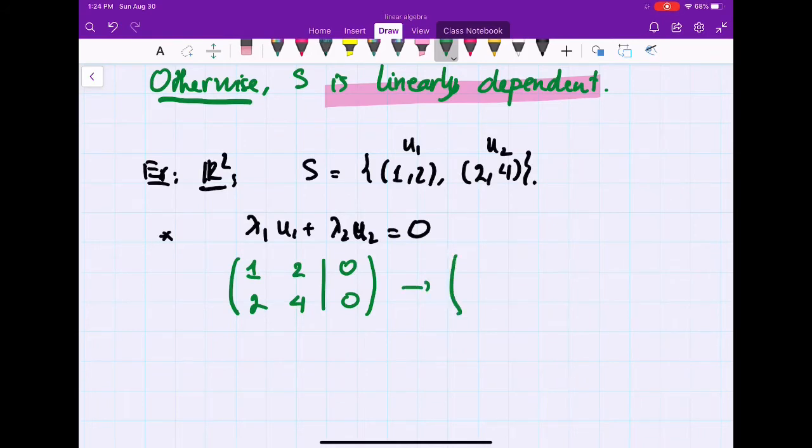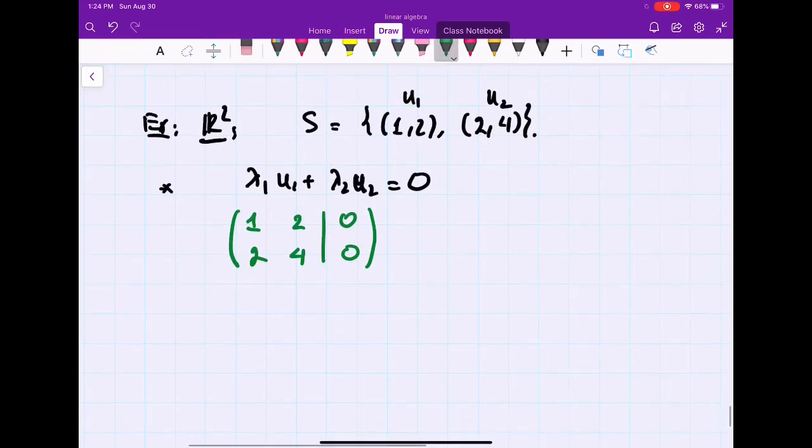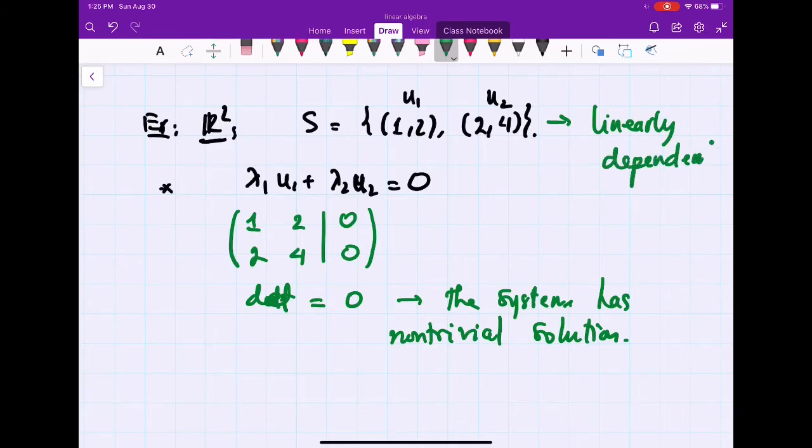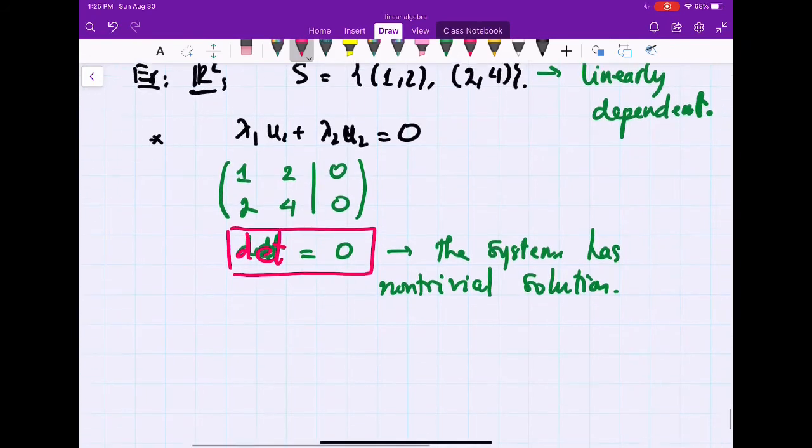From here, you don't have to solve this because the matrix is 2 by 2, so you might check this easily. The determinant of the coefficient matrix is equal to 0. So that means the system has infinitely many solutions. The system has a non-trivial solution. So by the definition, u1 and u2 are not linearly independent, meaning S is linearly dependent. Okay? So it's pretty easy. Again, the determinant works in this case if you have a square matrix.